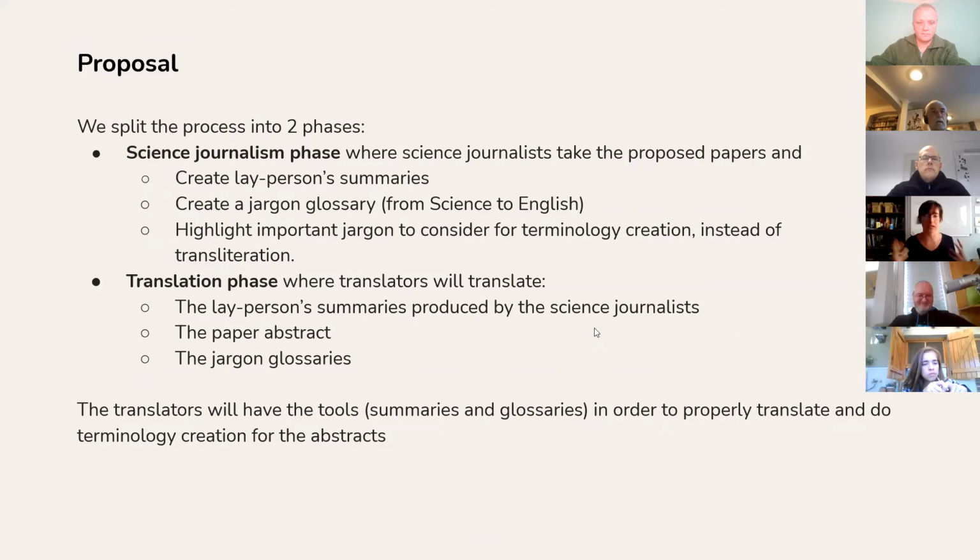And so we split our system into two phases. The first phase is a scientific journalist or communicator phase, where we take the proposed paper and create a layman's summary.